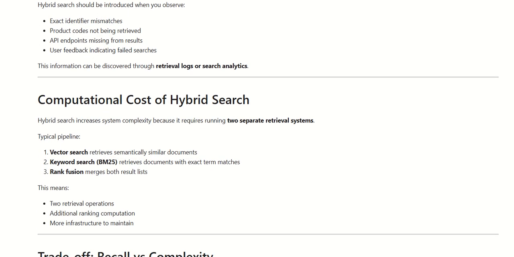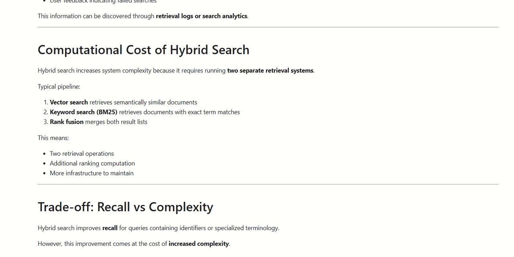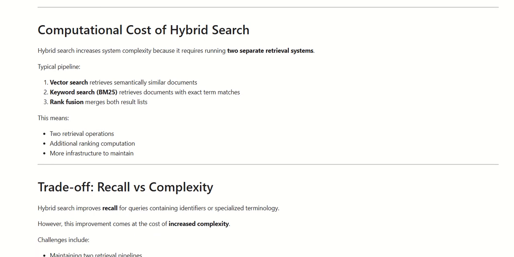Computational cost of hybrid search. Hybrid search increases system complexity because it requires running two separate retrieval systems. A typical pipeline is: vector search retrieves semantically similar documents, keyword search with BM25 retrieves documents with exact term matches, and rank fusion merges both result lists. This means two retrieval operations, additional ranking computation, and more infrastructure to maintain.